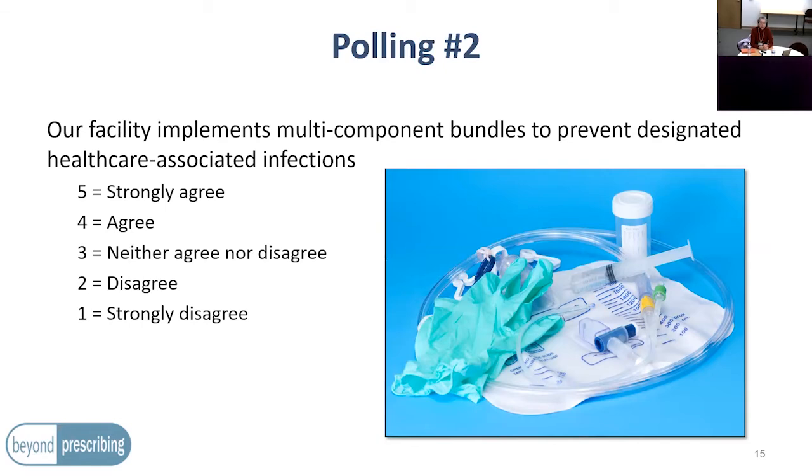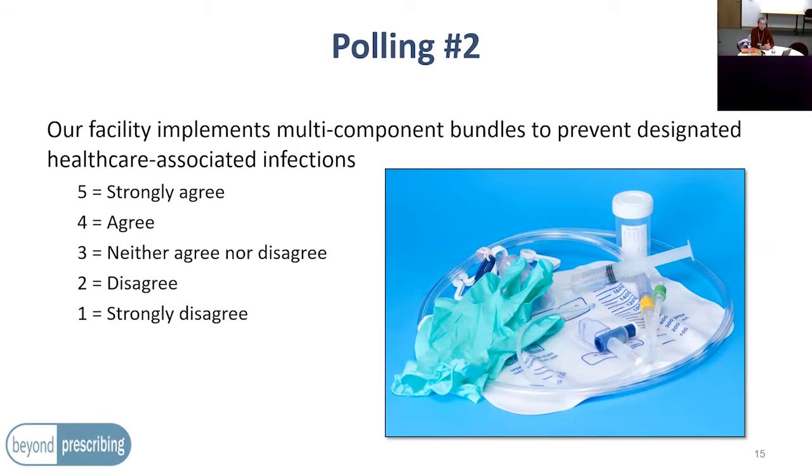So here's another polling question. Our facility implements multifactorial bundles to prevent designated healthcare associated infections. So who has a bundle on something like catheter associated UTI, which you can see here with our Foley, or any other bundled intervention? So typically a bundle will be a number of interventions that have been shown to be effective individually that are then put together.